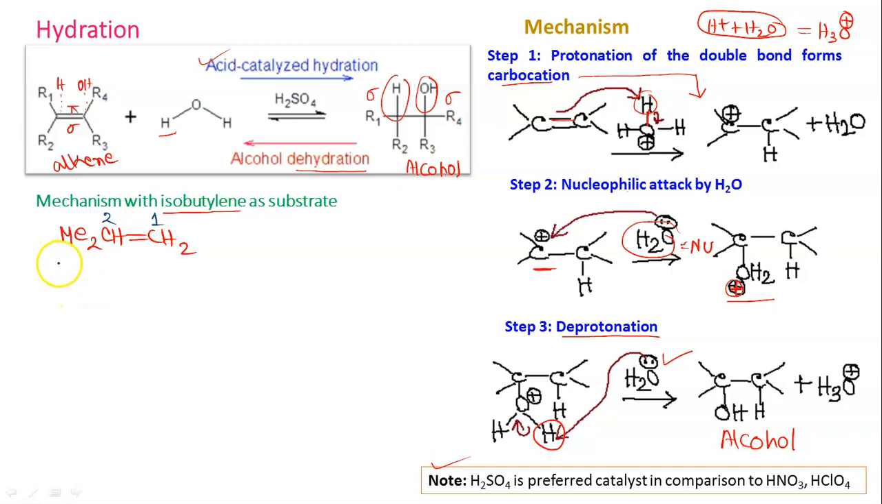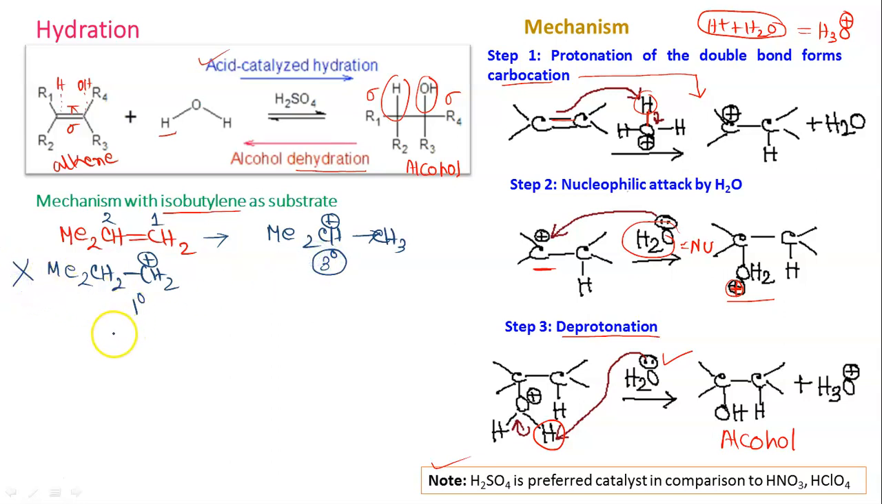Okay, so if the protonation is occurring at 2 position, there will be CH3 and the carbocation that we are getting is 1 degree, right? And if the protonation is occurring at 1 position, now we are getting 3 degree carbocation, right? Sorry, this is CH3. So this 3 degree carbocation is obviously more stable. And according to Markovnikov, what we have said, the negative part is HO minus.